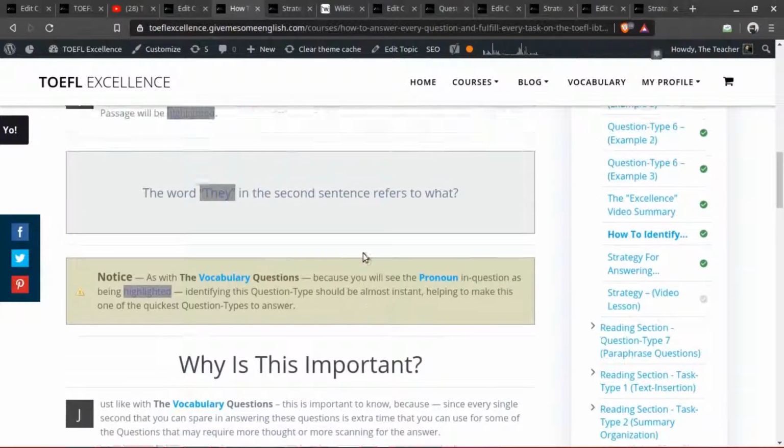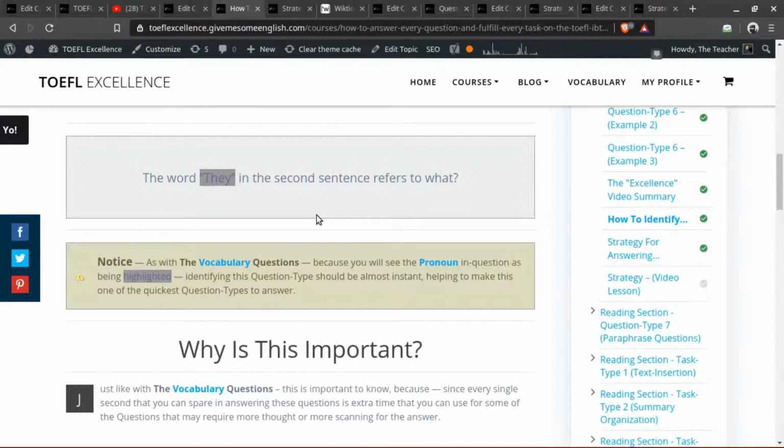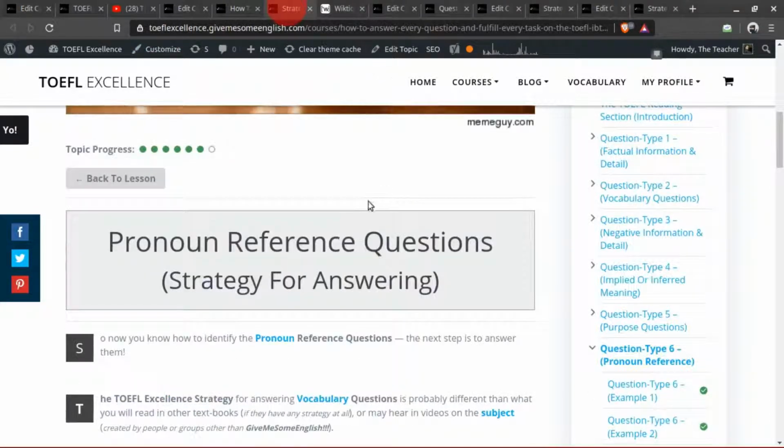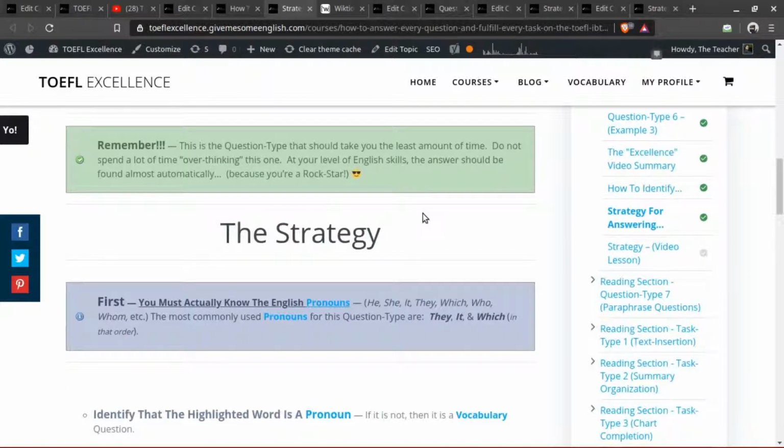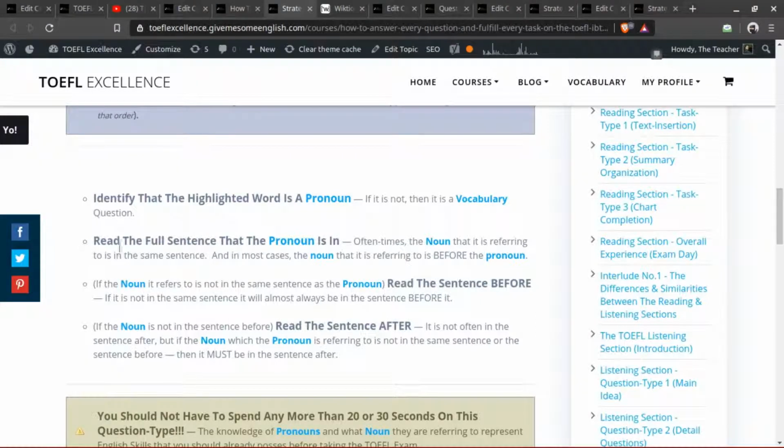Luckily we also know that the word is highlighted in the actual reading passage, so that makes it super easy. And the strategy for answering this one is also really easy. First you identify that it is a pronoun reference question. That happens almost instantaneously. Second, you go to the reading passage and read the full sentence that the pronoun is in. Oftentimes, it is referring to a noun which is in the same sentence, and it is almost always before the pronoun in the sentence. Almost always. So, number one, it's almost always in the same sentence. Number two, it's almost always before the pronoun in the sentence.